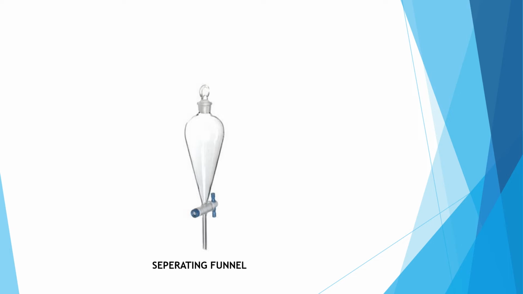Separating funnel, as the name also suggests, is for separating. That means when we have two immiscible liquids, we use the separating funnel. A layer forms in this separating funnel. The lower layer separates out when we open the nozzle, and the upper solution remains in the funnel. Those two liquids separate out.